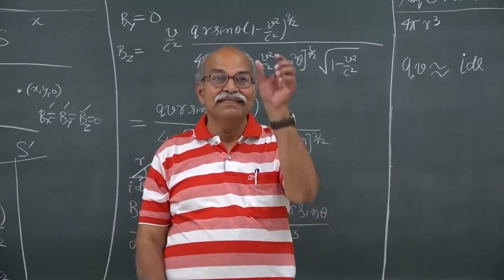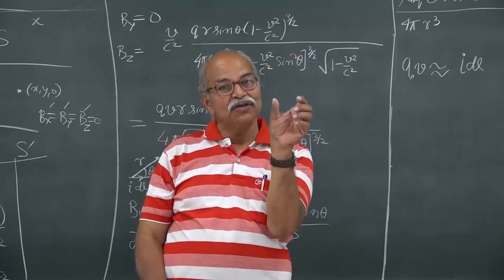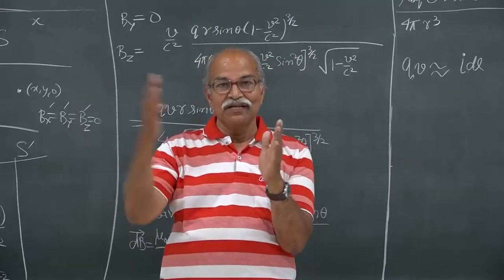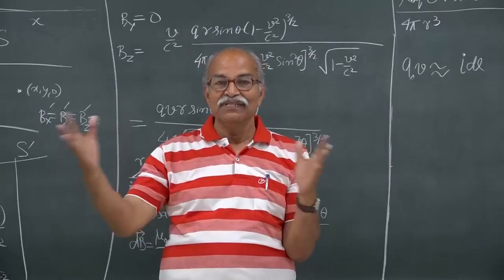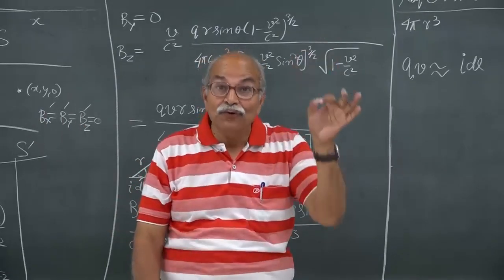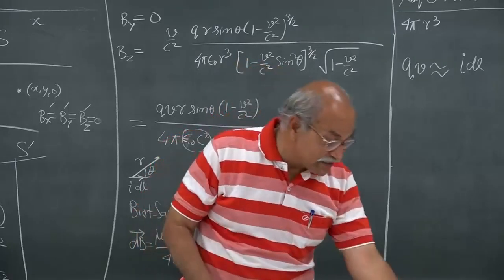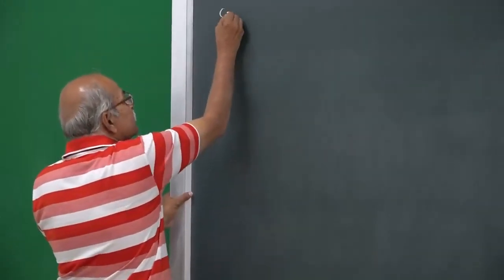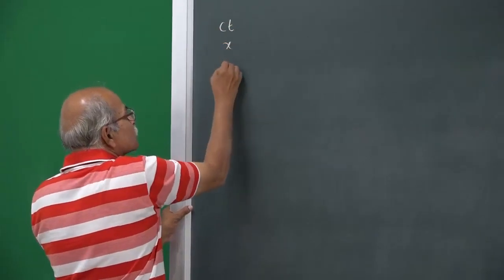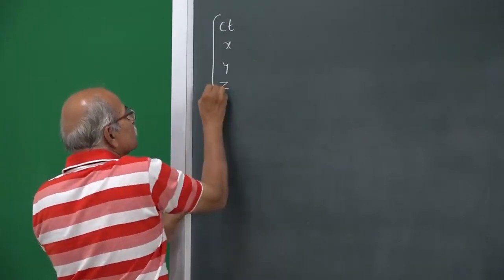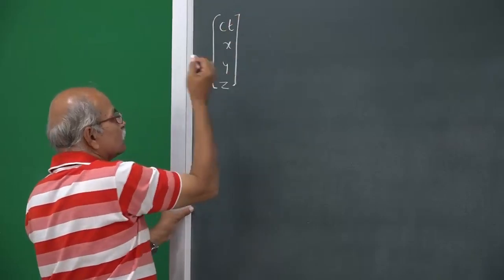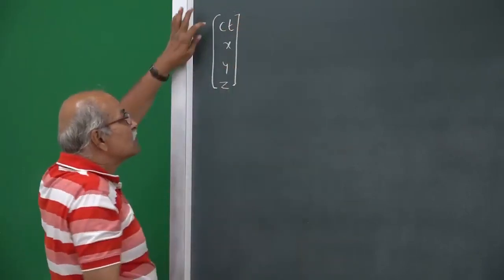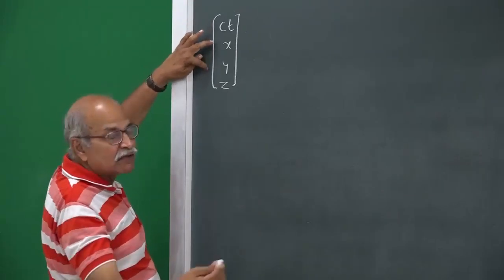We have Ct and the space coordinates x, y, z, and they transform according to Lorentz transformation, and we say that it makes a 4 vector. So, let me write. It is Ct, x, y, z, this is your position vector, 4 position vector. Now, this transforms according to the Lorentz transformation.